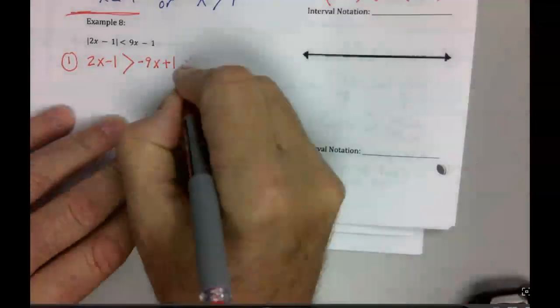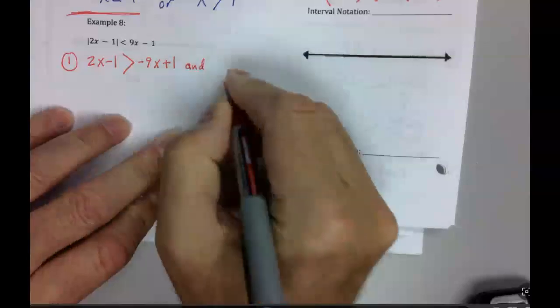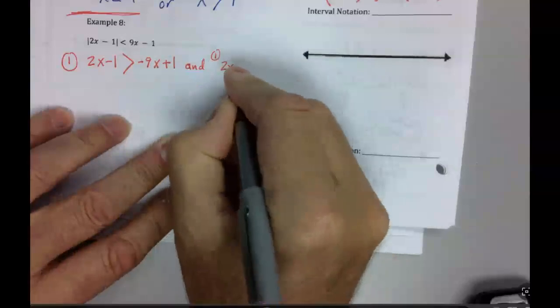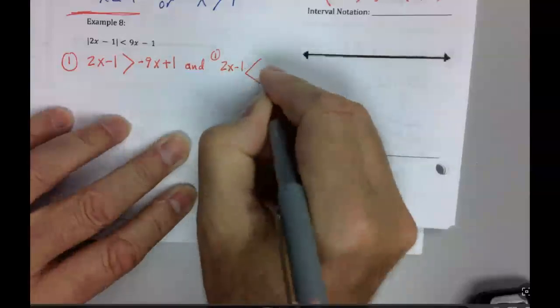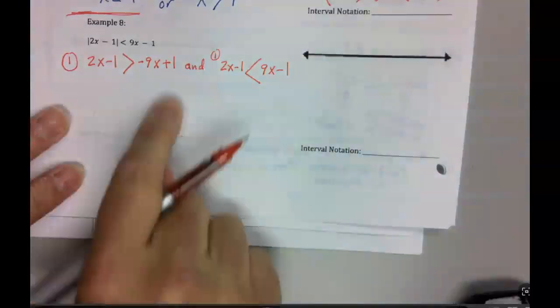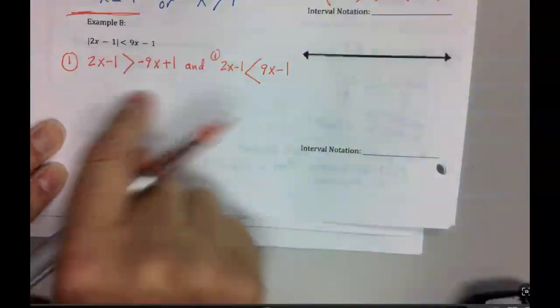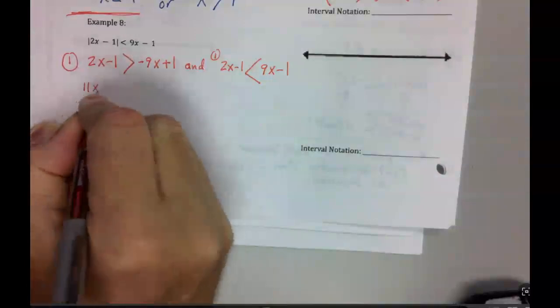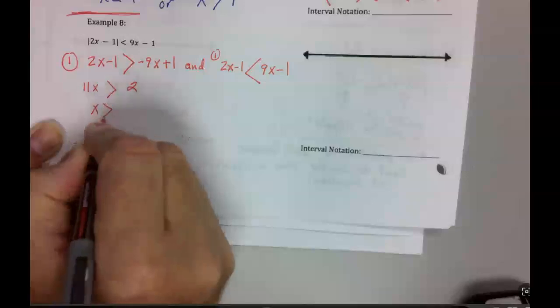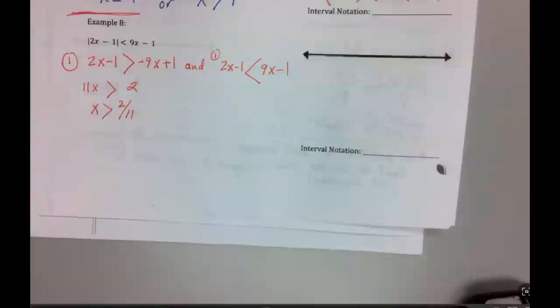And 2x minus 1, the second one, is always going to be just copied down without the absolute value. Okay? So add 9 over here, add 1 over there, divide by 11, I get 2 11ths, correct? X is greater than 2 11ths.